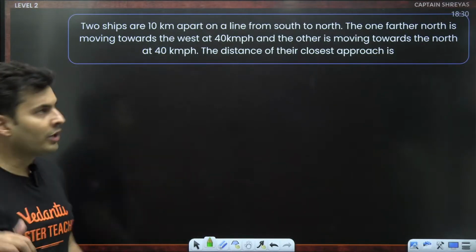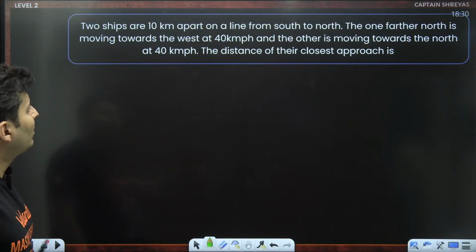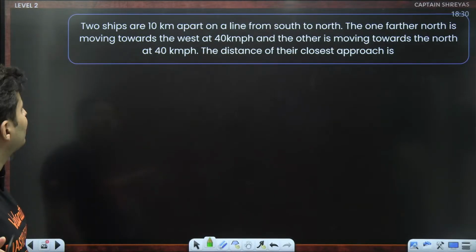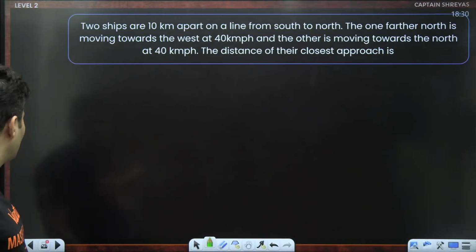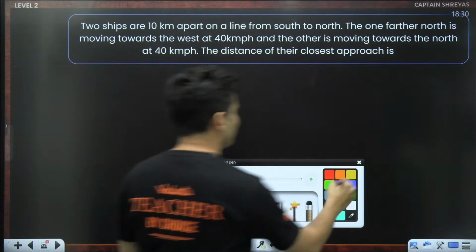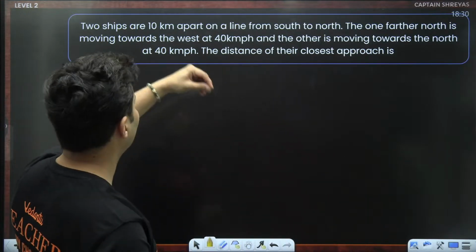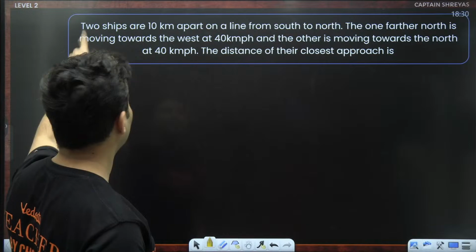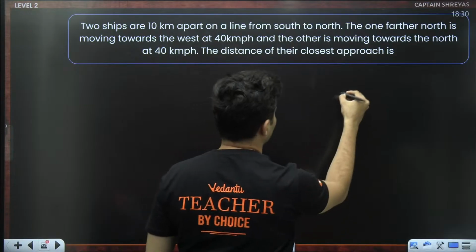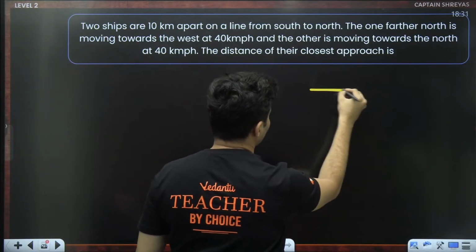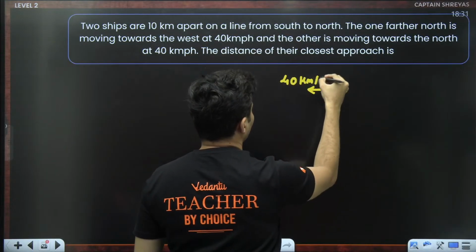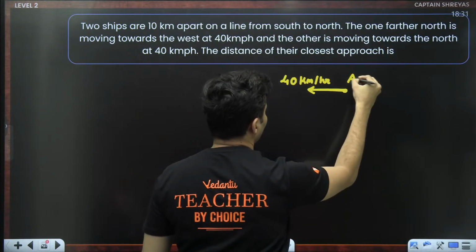Yes. Moving on. Two ships are 10 kilometers apart on a line from south to north. The one farther north is moving towards the west and the other moving towards the north at 40. Find the distance of the closest approach. Distance of closest approach questions are also very, very common. So, let's first draw the diagram to understand. The one which is in the north is moving towards the west, West is left side, with 40 kilometers per hour. Let's say we call that ship number A.